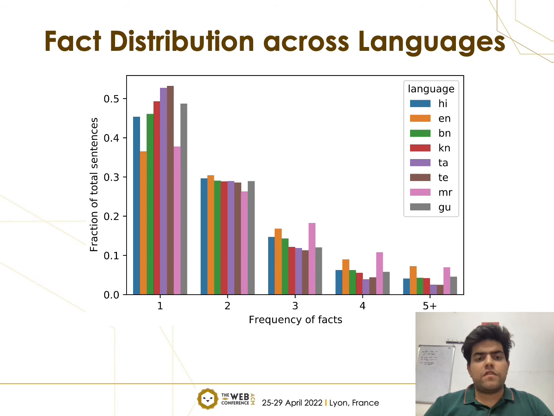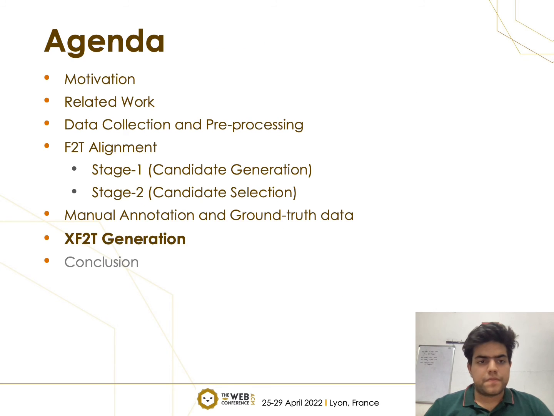This graph shows the fact distribution across different languages. As you can see, for most languages, more than 30% of their dataset contains just one fact per sentence, whereas close to 20 or 25% of their dataset contains two facts, and so on.